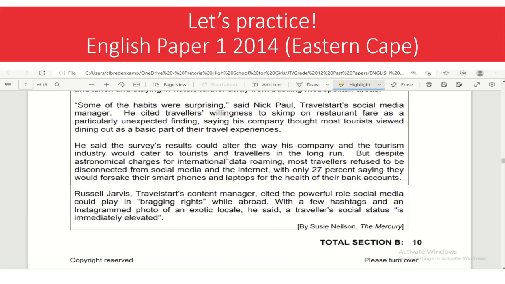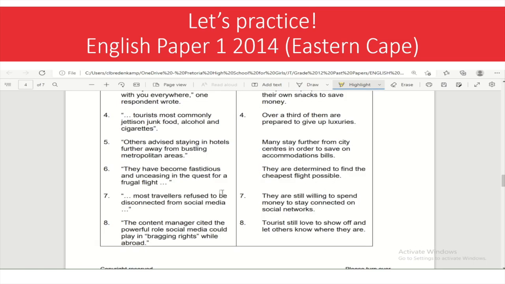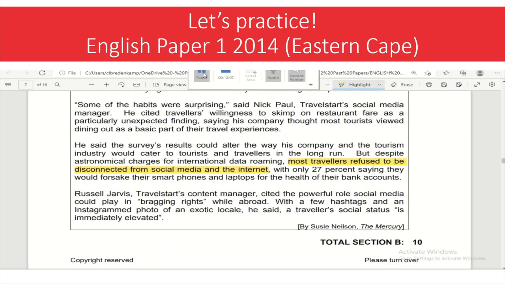He said the survey's results could alter the way his company and the tourism industry would cater to tourists and travelers in the long run. But despite astronomical charges for international data roaming, most travelers refuse to be disconnected from social media and the internet. We found that, looking at the memo, that's exactly what is over here. To put that in your own words, you can say they are still willing to spend money to stay connected on social media networks.